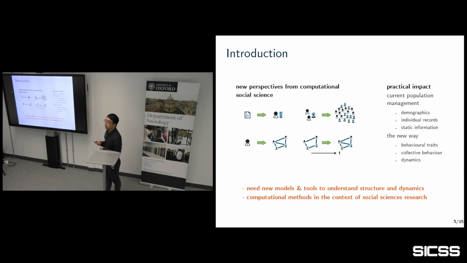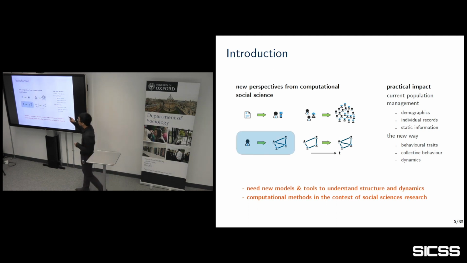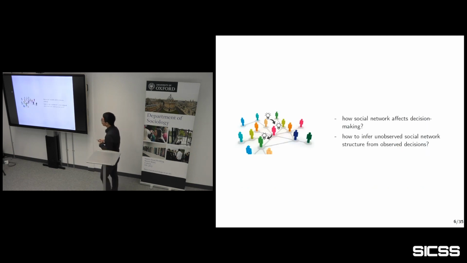So the topic today will mostly be this part, so how we move from individual behavior to collective behavior, because I think that will be something important to understand, also interesting to understand. So I will focus on two pieces of studies. I will split the talk equally, more or less. The first question is how social network will affect decision making. So we all know that, for example, if I tell you something about a restaurant, maybe you are likely to go sometime in the future. So that's like an influence. But how this influence propagates in social network is an interesting and open question.